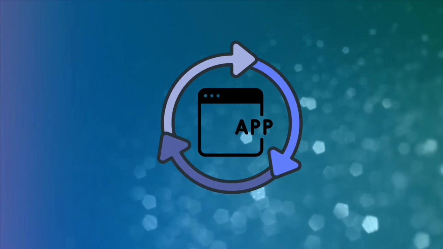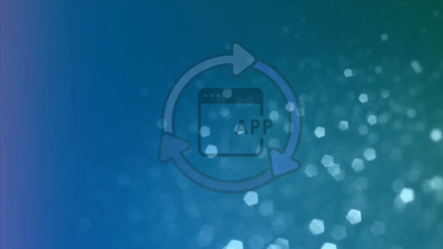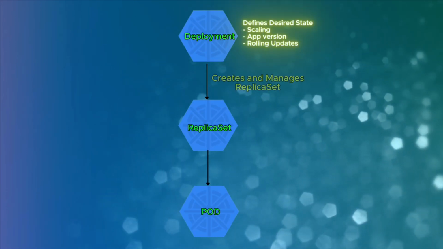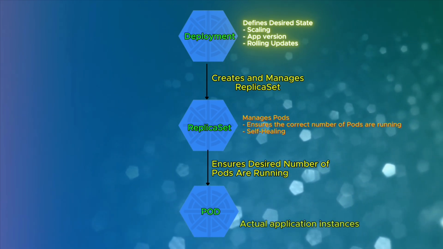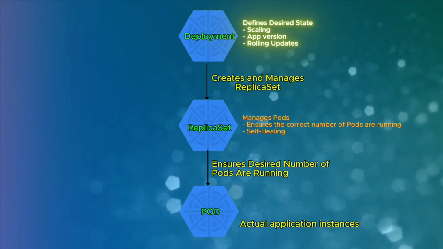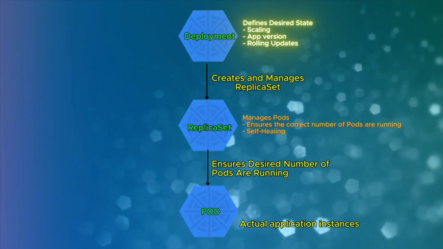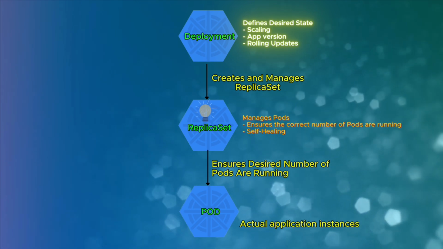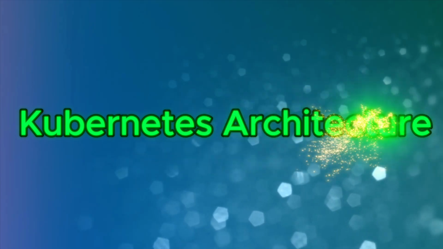Deployment is a Kubernetes object that manages the lifecycle of an application. It ensures that the application is running in the desired state and it automates tasks such as scaling, updating, and self-healing of the application instances. Under the hood, a deployment uses a replica set to maintain the specified number of pods for the application.